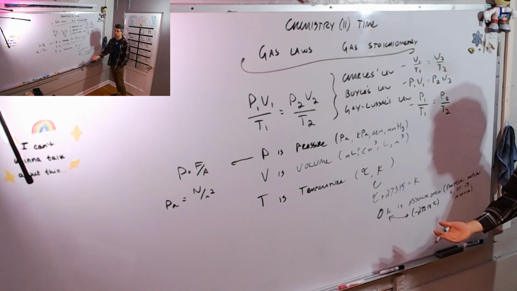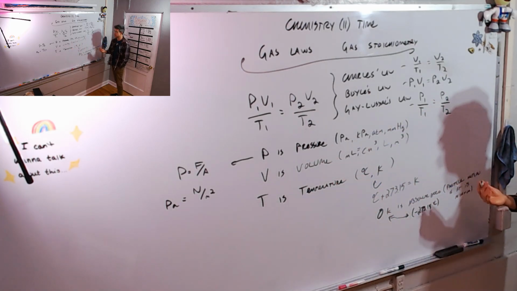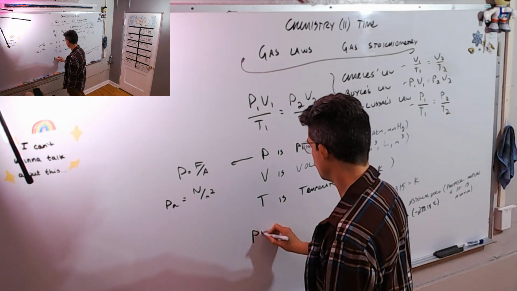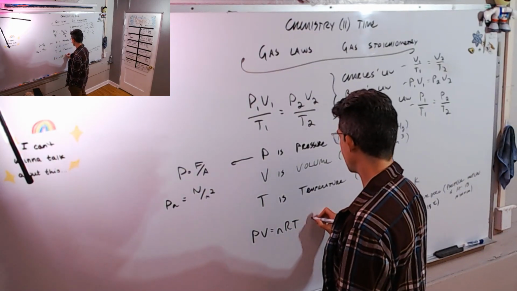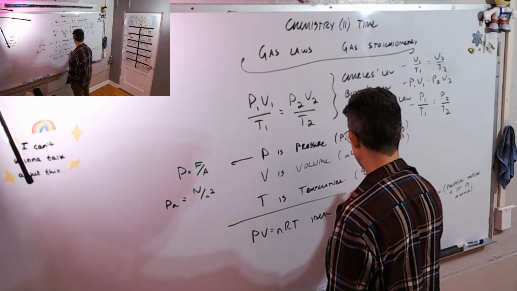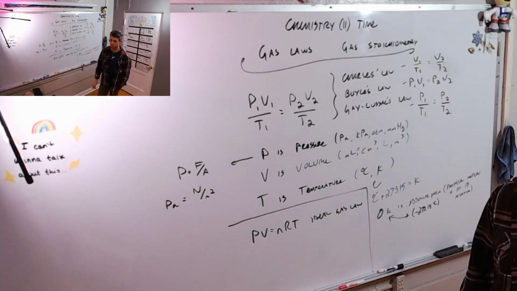But where this turns from physical science review to chemistry, or in this case chemistry 2, is that we have a new equation, which we call PV equals nRT, which is the ideal gas law. I'm going to make a little box down here. PV equals nRT. Can you guess what pressure is? I'm not even going to write these ones down because you probably already know.